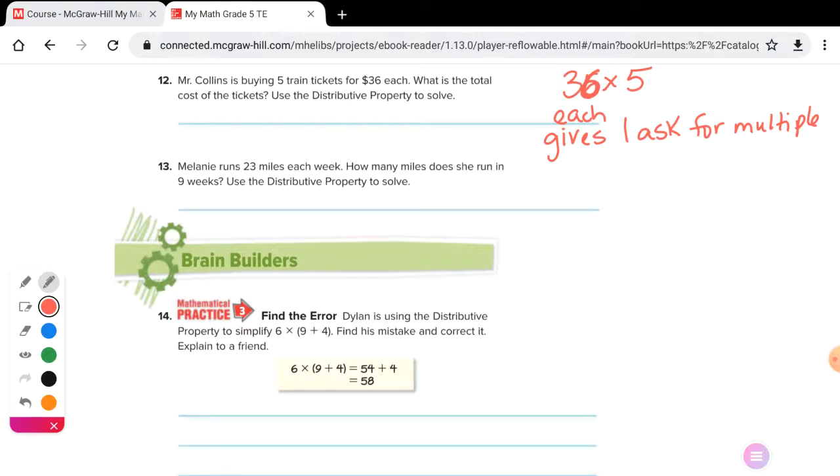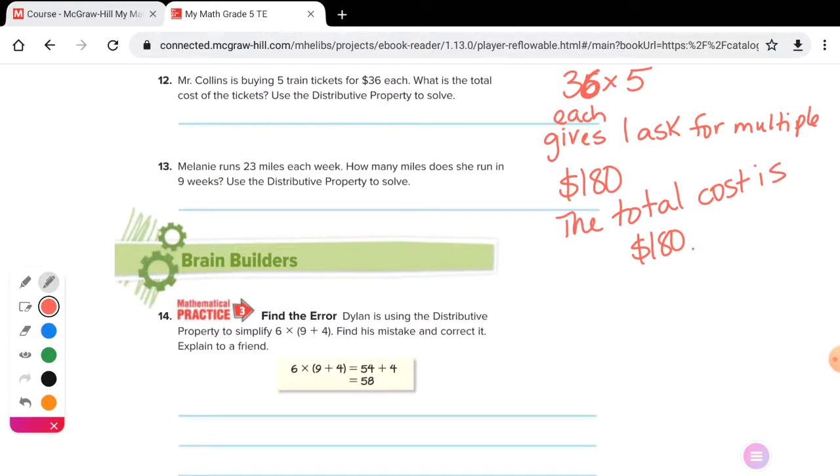36 times 5 is what, Reese? What'd you get? 180. Do you guys agree? Yes. So if we do the math, we should get 180. Who can give me a good answer sentence? Harper. The total cost was $180. The total cost is or was $180. Okay, as long as you have 180 in a sentence, you're good.